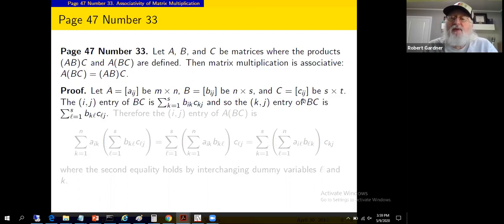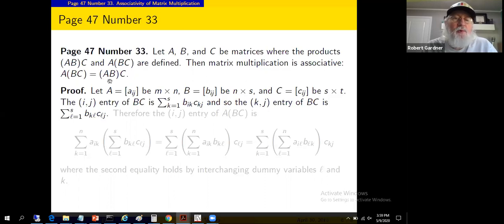Let matrix C have entry C sub ij. We're going to multiply B times C. B was N by S, so C will have to be S by something. Call this something T. So I have to introduce a bunch of different letters here for those dimensions. But A times B, they're the right size for that product to exist. B times C, they're the right size for that product to exist. Maybe practice a little bit here.